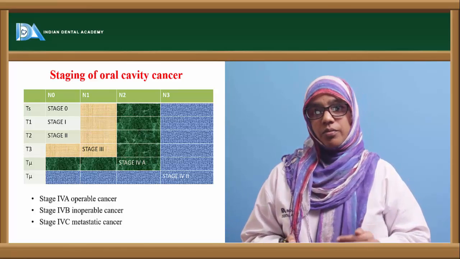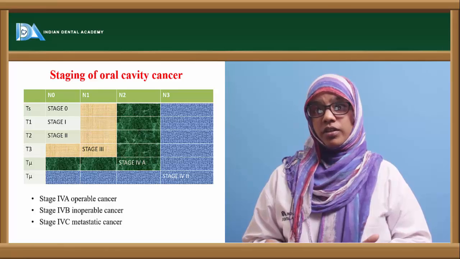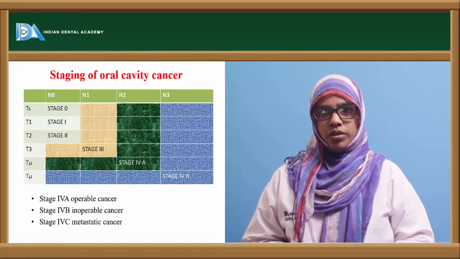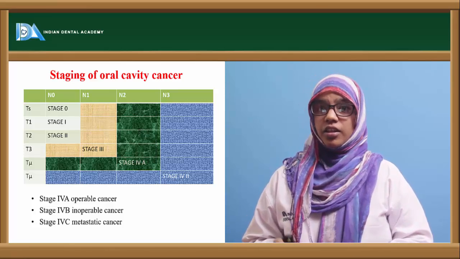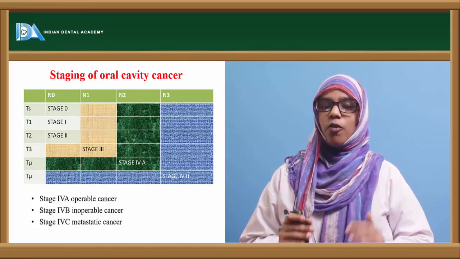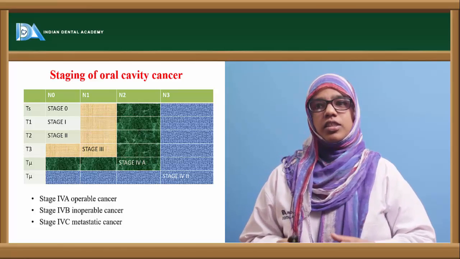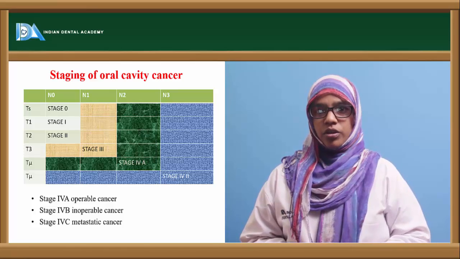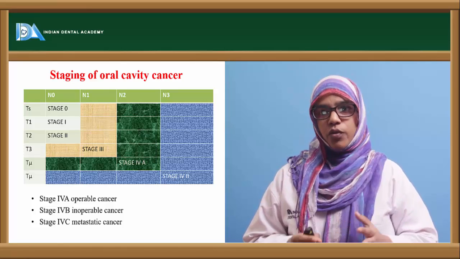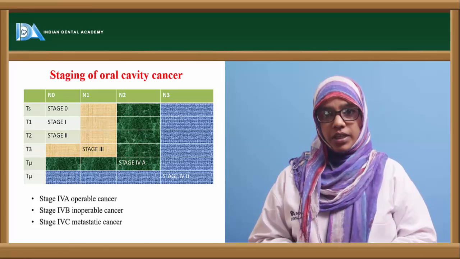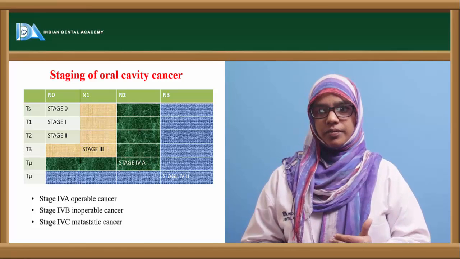Okay, if it is T3, more than 4 centimeters, and there is N1, that is ipsilateral nodes are involved, then stage 3. Any of the tumors wherein the nodal metastasis is present, that is N2, that is either ipsilateral nodes are involved or contralateral or bilateral nodes are involved, which are between 3 to 6 centimeters, then it is stage 4A. Any primary tumor with N3 node metastasis is staged as stage 4B. Now stage 4A are operable cancers, stage 4B are inoperable cancers, whereas stage 4C are metastatic cancers.